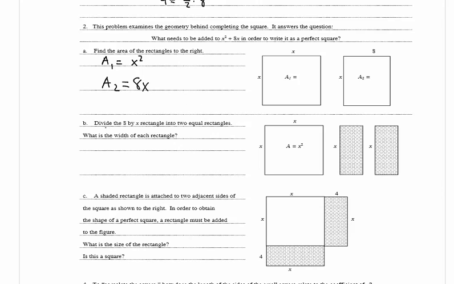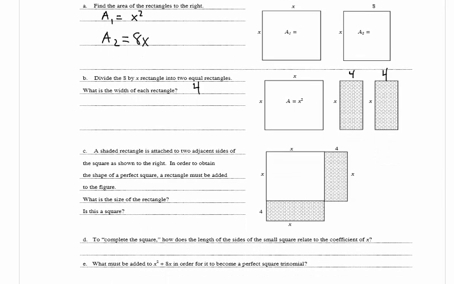In B, they want us to divide the 8 by x rectangle into 2 equal rectangles. And then it asked, what is the width of each rectangle? So if we have a rectangle that was split into 2 equal parts and it was 8 wide, it would be 4 and 4. So the width of each rectangle is 4.